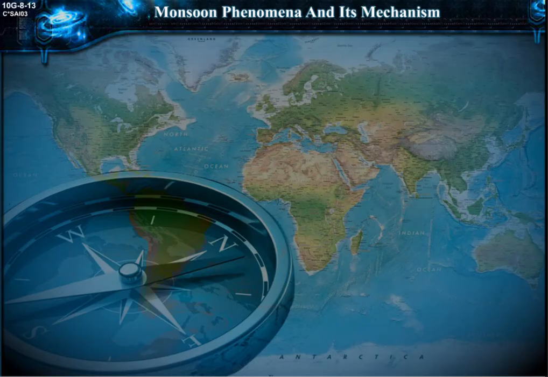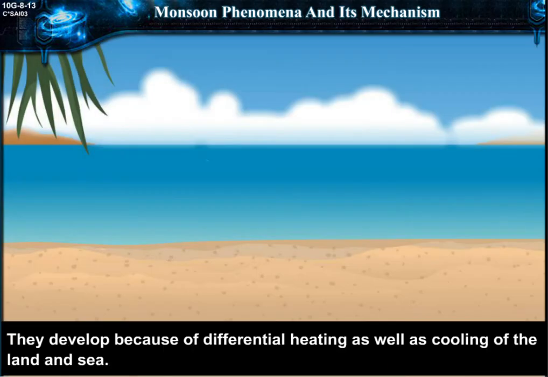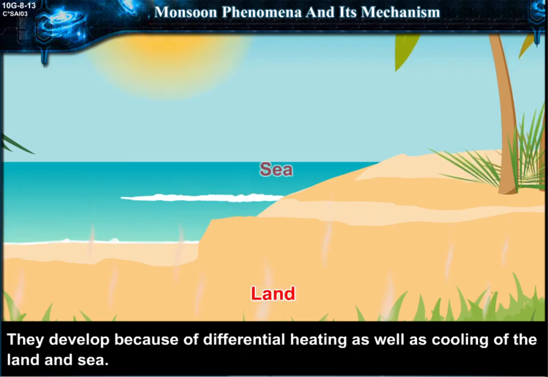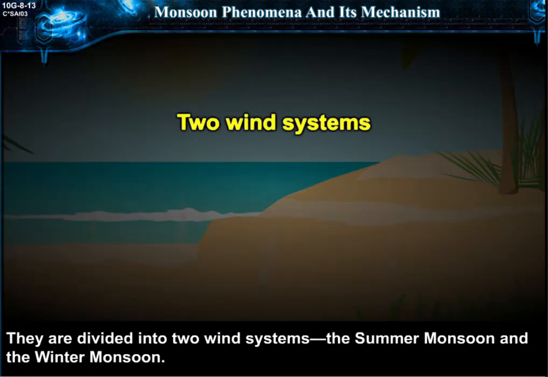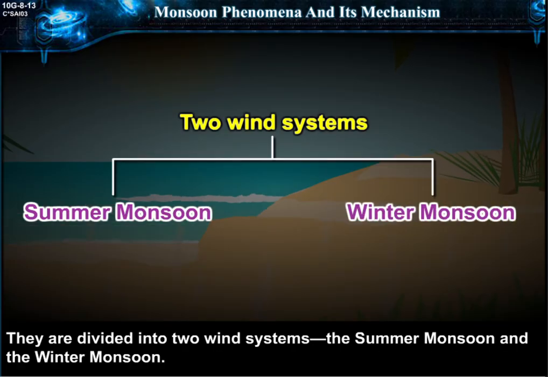Monsoon phenomena and its mechanism. Monsoons are periodic seasonal winds. They develop because of differential heating as well as cooling of the land and sea. They are divided into 2 wind systems, the summer monsoon and the winter monsoon.